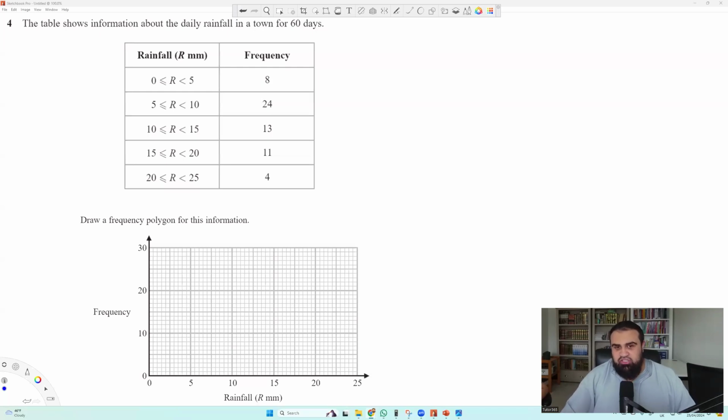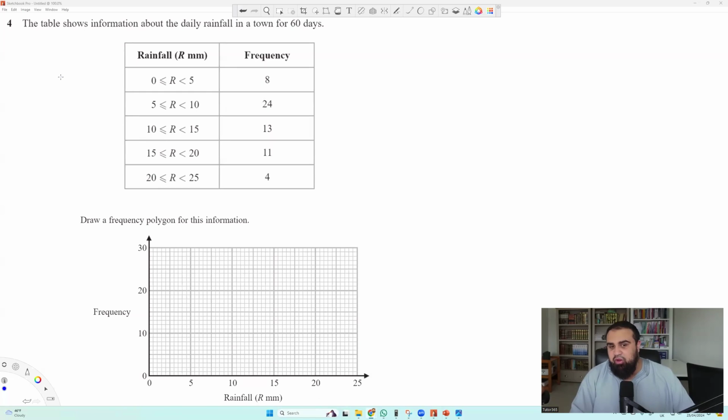Okay, everybody. For question number 4, we have a typical frequency polygon question, a typical frequency polygon graph. I want to give a big shout out to Samaya, who just reminded me that you take the midpoints for the rainfall. I got confused with cumulative frequency graphs, where you don't take the midpoint. You just take the higher values. So the midpoint here is very easy.